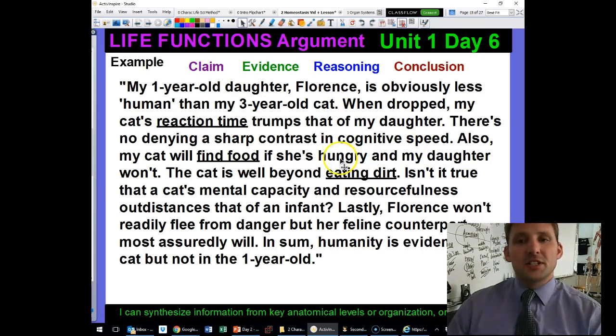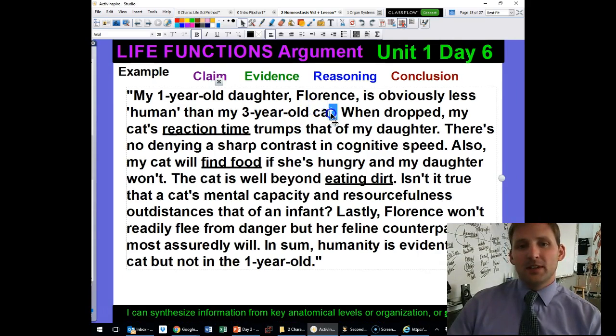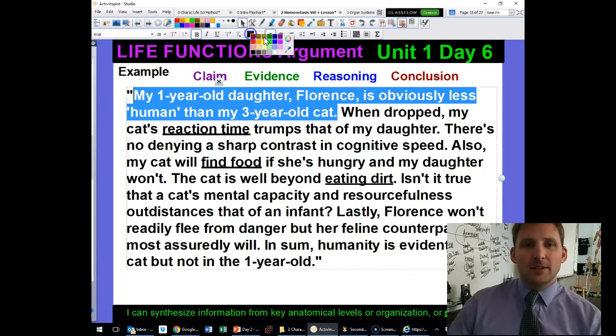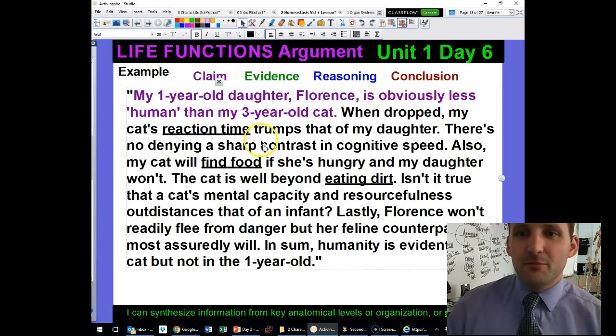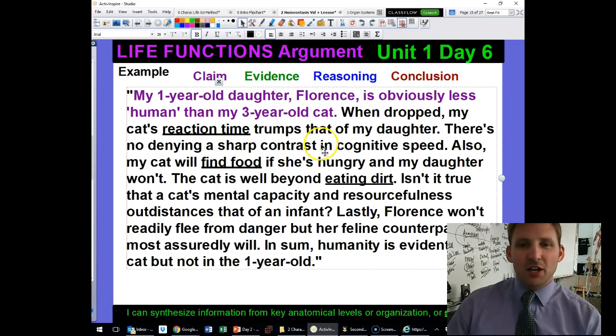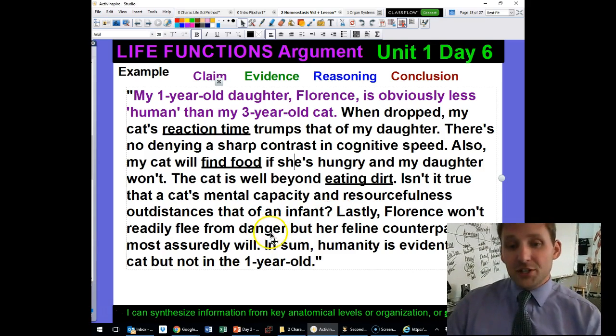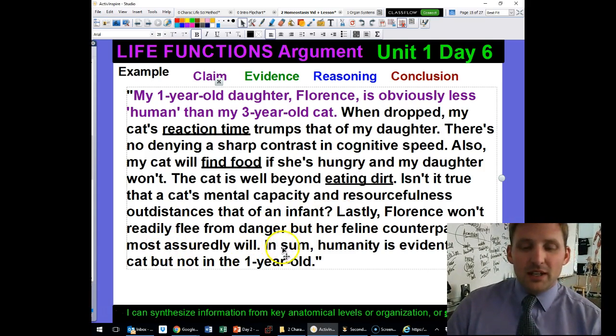My 1-year-old daughter Florence is obviously less human than my 3-year-old cat. So there's my claim. I'm claiming that this is true. So that's in purple. When dropped, my cat's reaction time trumps that of my daughter. There's no denying a sharp contrast in cognitive speed. Also, my cat will find food if she's hungry and my daughter won't. The cat is well beyond eating dirt. Isn't it true that a cat's mental capacity and resourcefulness outdistances that of an infant? Lastly, Florence won't readily flee from danger, but her feline counterpart most assuredly will. In sum, humanity is evident in the cat, but not the 1-year-old.